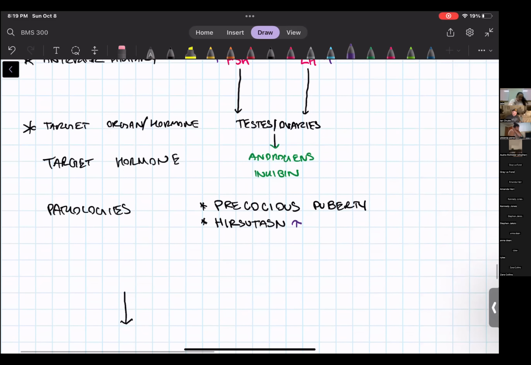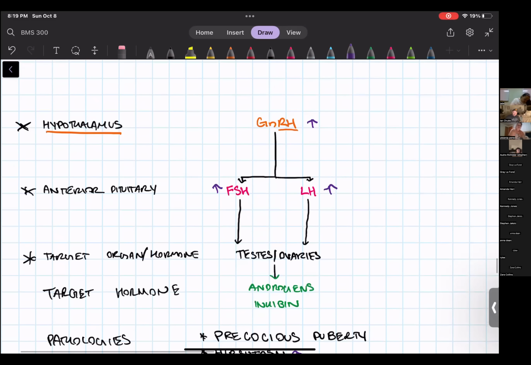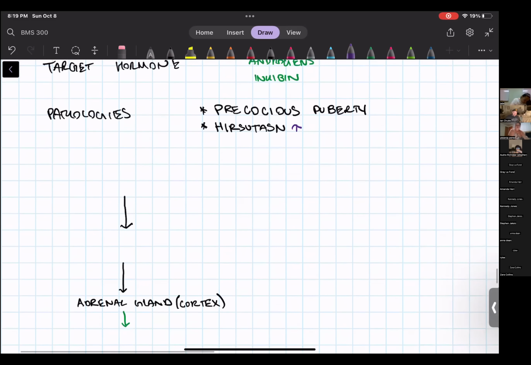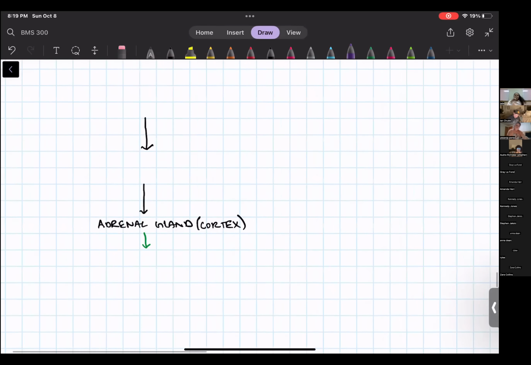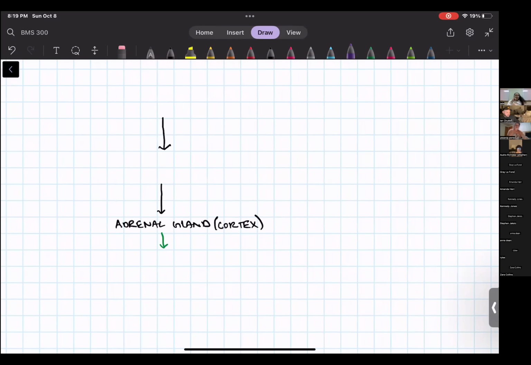Cool. So pathologies for those. I think that's pretty good on that one. What about the adrenal glands? So what are these hormones? This is the HPA axis, the hypothalamic pituitary adrenal gland axis.